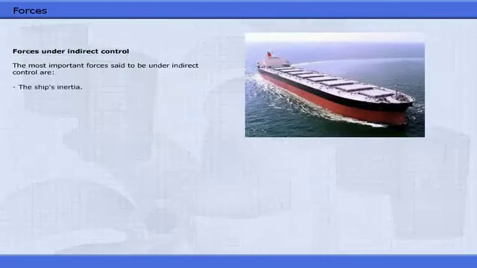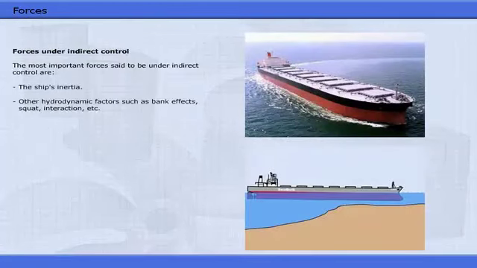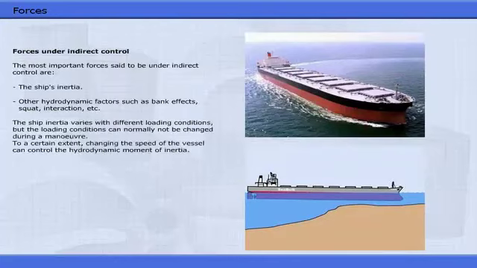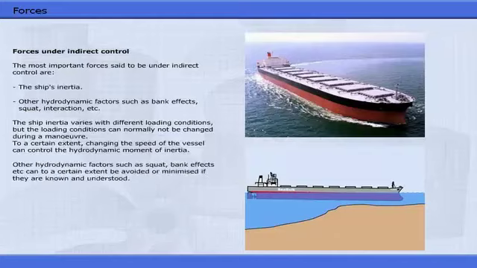The most important forces said to be under indirect control are the ship's inertia and other hydrodynamic factors, such as bank effects, squat, interaction, etc. The ship's inertia varies with different loading conditions, but the loading conditions can normally not be changed during a maneuver. To a certain extent, changing the speed of the vessel can control the hydrodynamic moment of inertia. Other hydrodynamic factors, such as squat, bank effects, etc., can to a certain extent be avoided or minimized if they are known and understood.